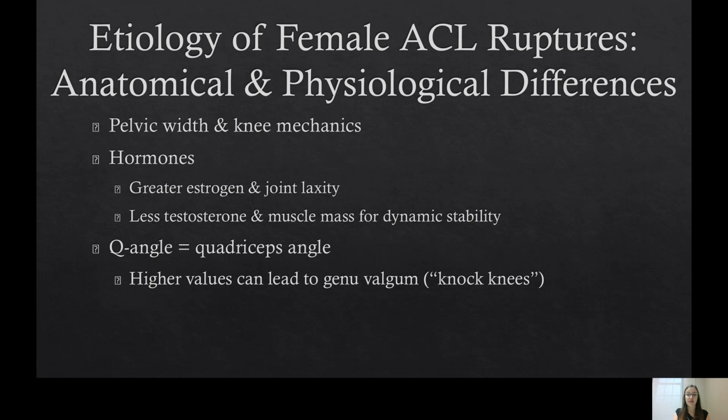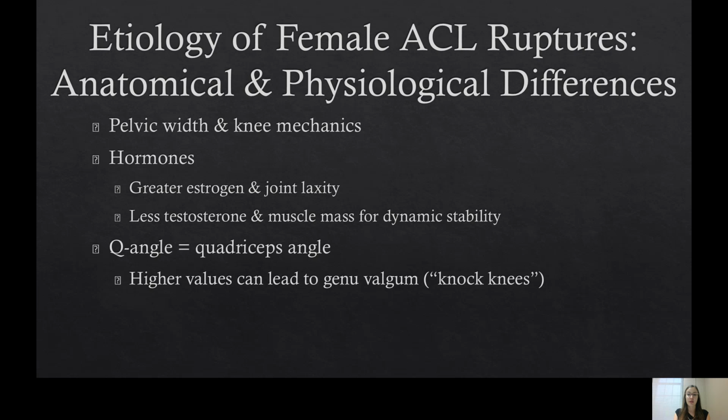Furthermore, some believe that females' hormone balance predisposes them to connective tissue injuries, especially in the ACL. So first of all, greater estrogen is associated with an increase in joint laxity. Estrogen levels fluctuate throughout a woman's menstrual cycle, with the highest during the luteal phase prior to menstruation, and this high laxity can lead to compromised stability of the joints, especially in the knee.